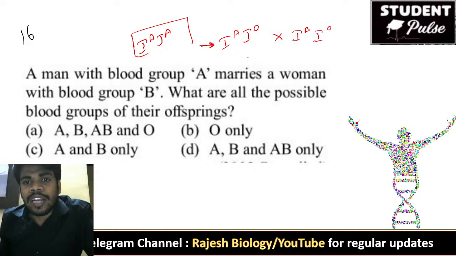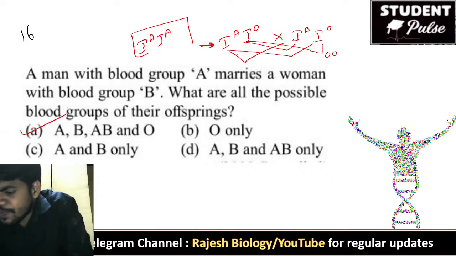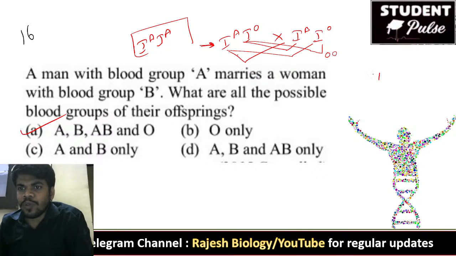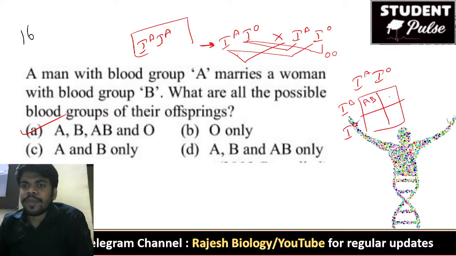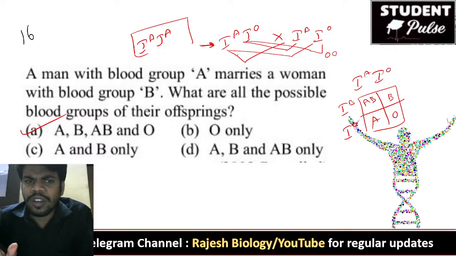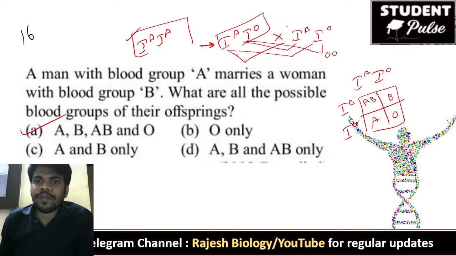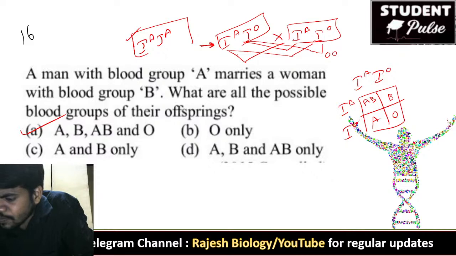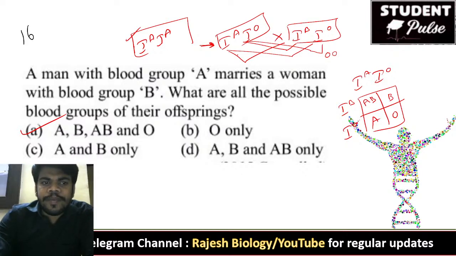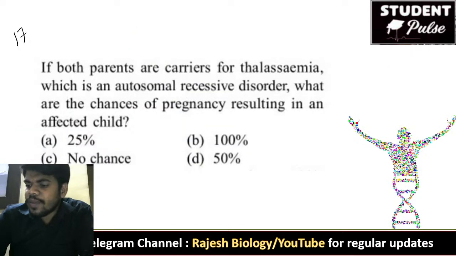the children get all the types of blood groups. A group possibility is there, AB group is there, B group is there, O group is also possible. Okay, so AB and O. 16th, the right answer is A. There is a chance of O also. We have to take IAIO and IBIO. That also gives AB, B, A and O groups. If they mention it, you take IA, otherwise heterozygous only. Yes, the right answer is option A. Clear?